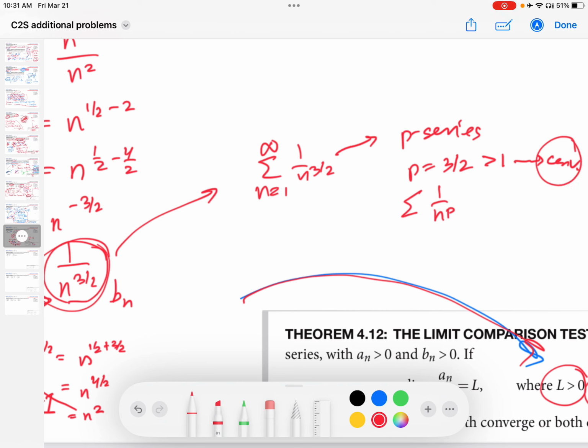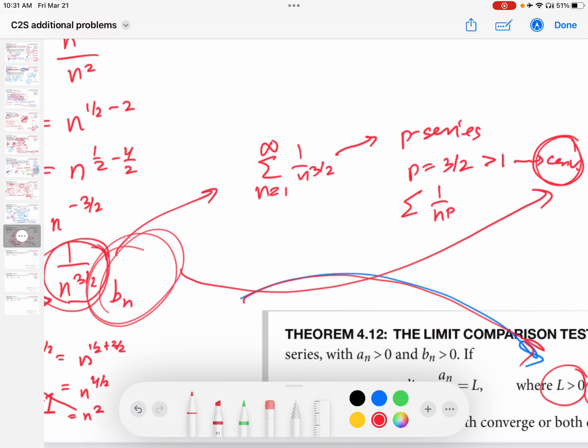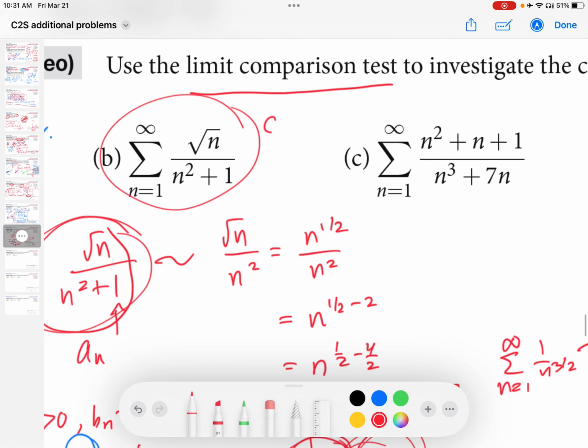So limit comparison test tells me, hey, the series Bn that you are comparing your original series to converges. Therefore, your original series also converges. Awesome. So that is it for part B.